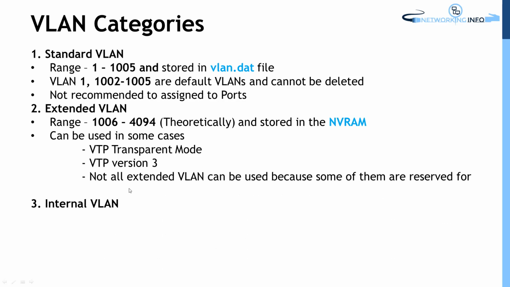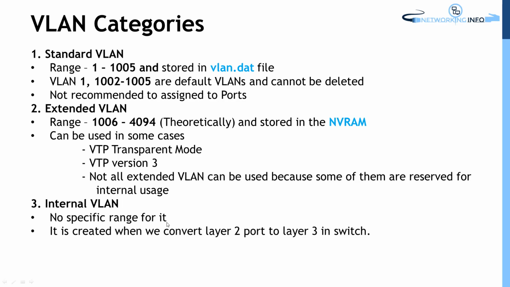And here is the last note. Not all extended VLAN can be used because some of them are reserved for internal uses. As I told, it's theoretically from 1006 to 4094, because internal VLAN also will use range from 1006 to 4094. Now the internal VLAN is mostly not visible, and it also does not have any specific range. So no specific range for it. It uses the same range which extended VLAN uses.